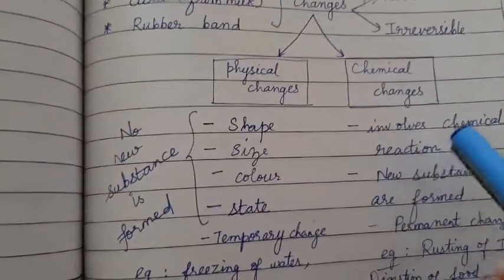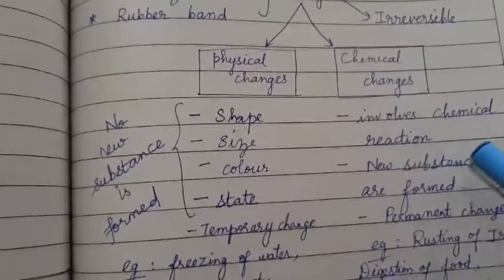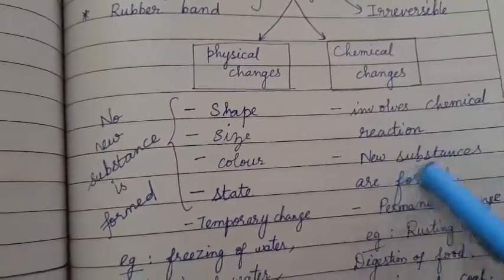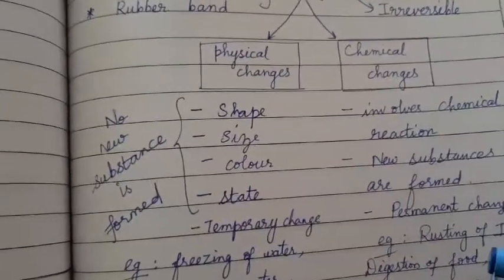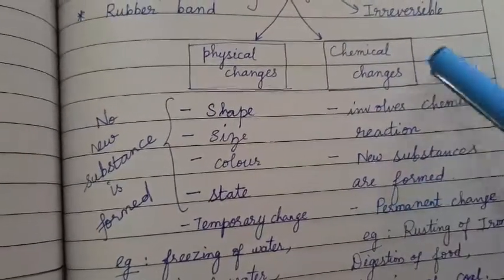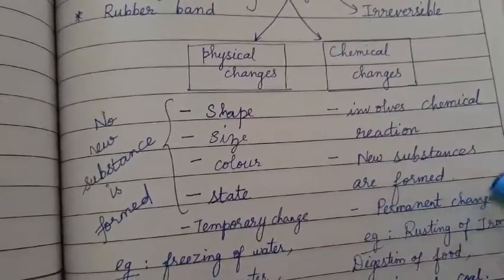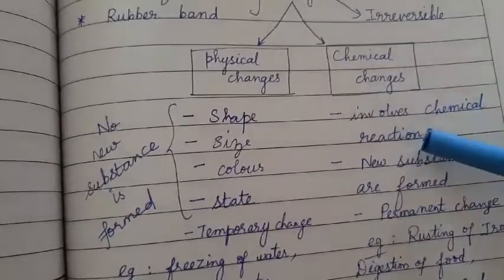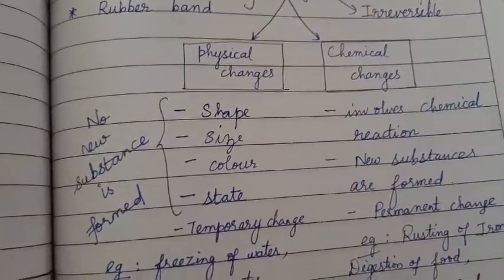Example, what did we see? We saw the rusting of a copper or iron rod. Rust formation is a new substance and I cannot reverse it back to its original state. That is why I call chemical changes permanent and irreversible, because of the formation of new substances during the reaction.